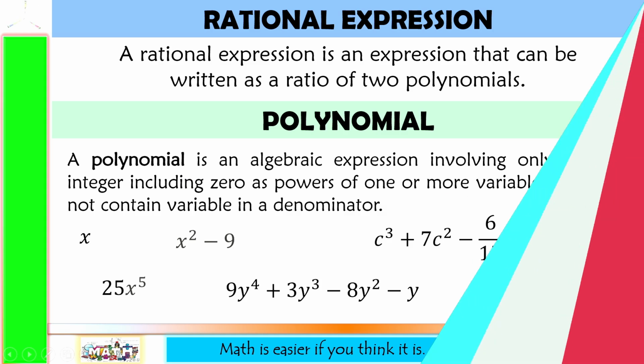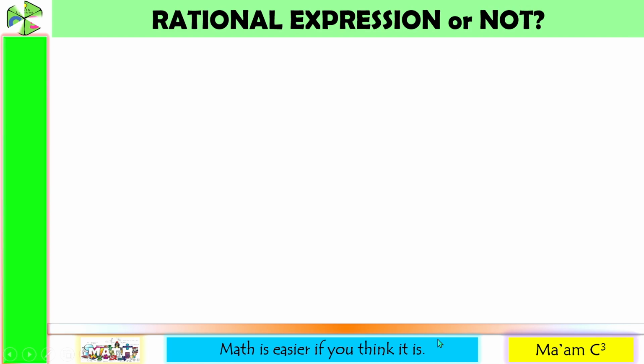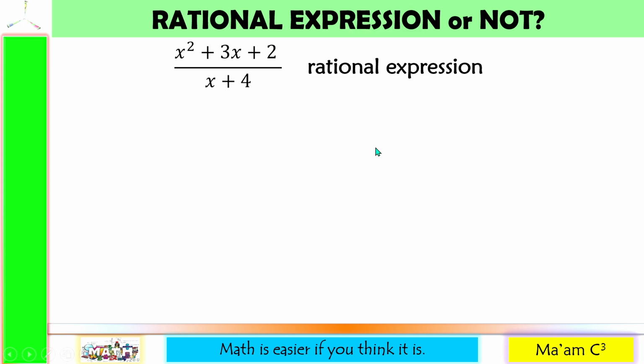Let's have a quick activity: rational expression or not. To determine if it is a rational expression, the numerator should be a polynomial and the denominator should also be a polynomial. So if you have a polynomial divided by a polynomial, then you have a rational expression. So x squared plus 3x plus 2 is a polynomial. x plus 4 is also a polynomial. A polynomial divided by a polynomial is a rational expression.